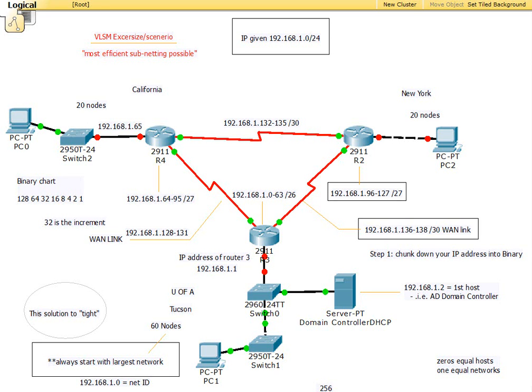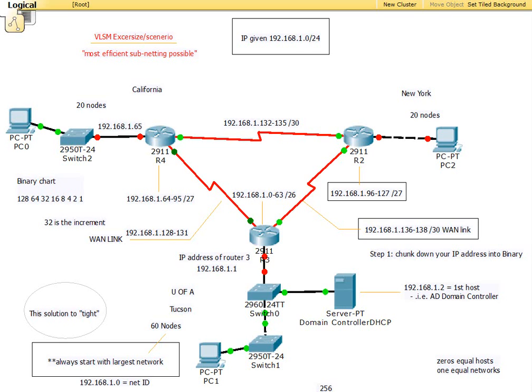This one is about VLSM, Variable Length Subnet Masking, the most efficient subnetting possible. Now, highly customizable is VLSM, and that's why Cisco came up with it.